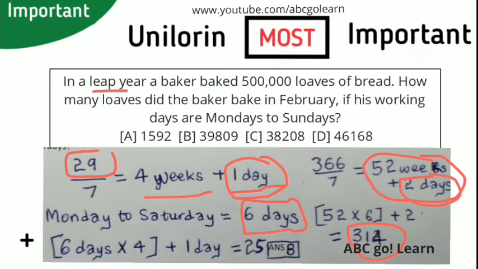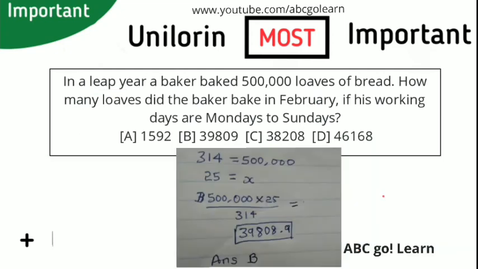So the next thing now is to compare this 314 with 25 for us to get the number of loaves he baked in February. Now comparing, you will see that the 314 days is equal to 500,000 loaves that the baker could do that year. So for February he used 25 days.